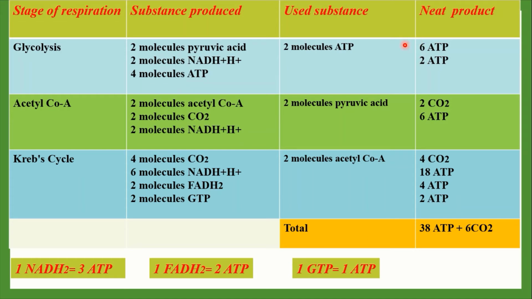So from this discussion and this calculation we get 38 ATP and 6 molecules of carbon dioxide. So we can say that in the aerobic respiration process, from 1 molecule of glucose 38 ATP is produced. Okay, and also 6 molecules of carbon dioxide are produced.